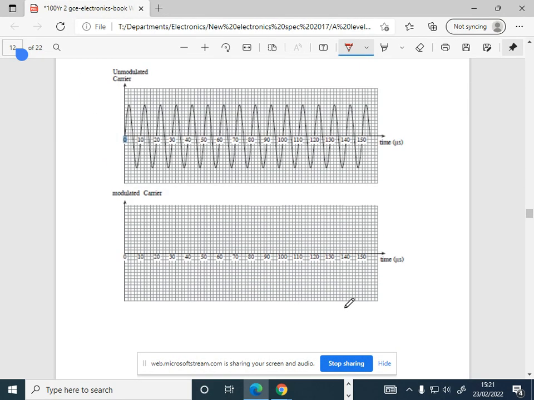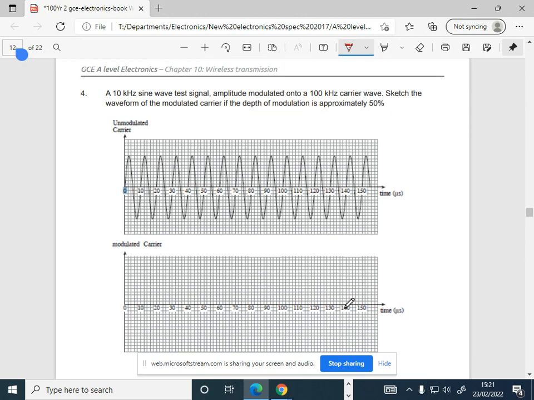Right, this one on the mark scheme is slightly wrong, so I'm going to do the correct one. Basically, we need to plot 50% depth of modulation. This is where this B over A business comes into practice. So first, we'll find your time period. Time period of the test signal: 1 over 10,000 is 100 microseconds. Okay, so that's one cycle to there.